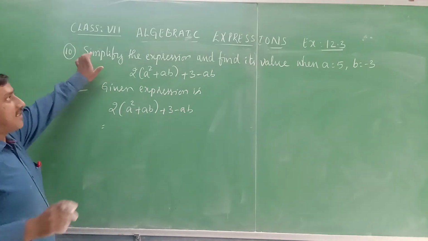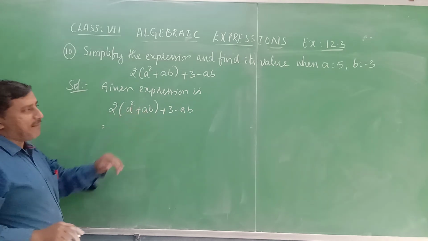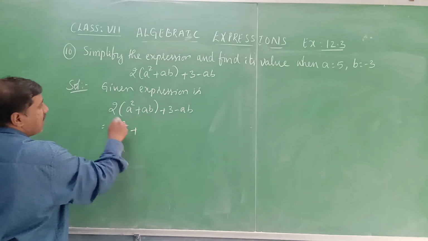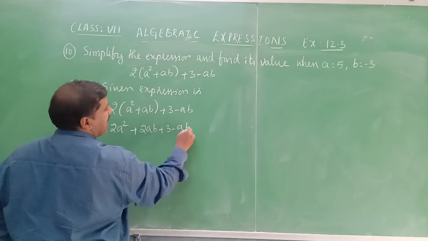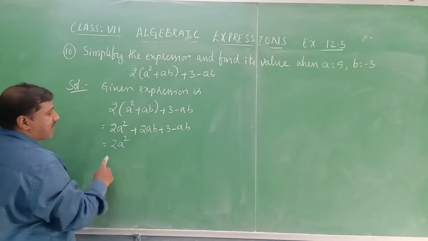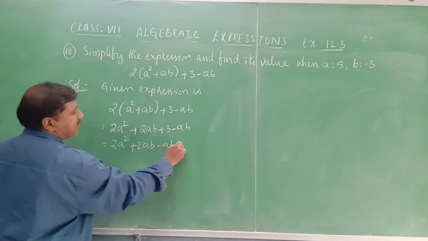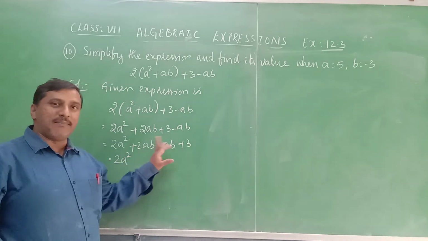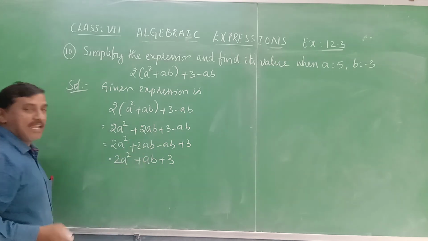So what is our question? Simplify and find the value. First to simplify, 2 into whole A square plus AB means 2 into A square is 2A square, plus into plus is plus, 2 into AB is 2AB, plus 3 minus AB. Now arrange the like terms. If you find any like terms, you write the like terms at one place. 2A square plus 2AB and minus AB, both are like terms, plus 3. Now simplify this. 2A square plus 2AB minus AB is plus AB, plus 3.